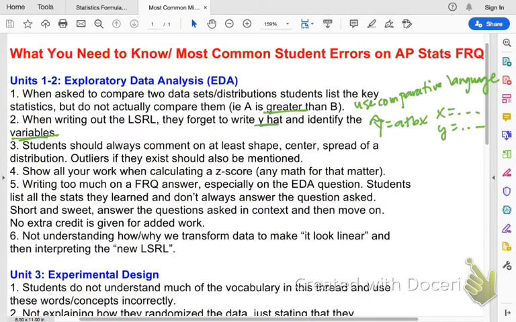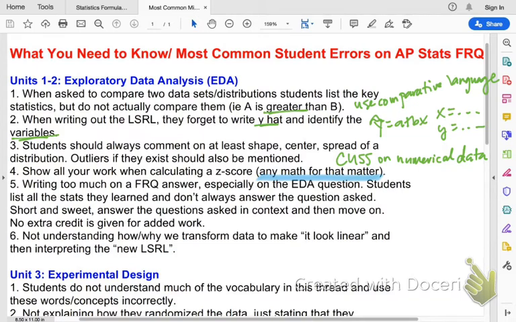Students should always comment on at least shape, center, spread, and outliers if they exist, so that's CUSS, on numerical graphs, or numerical data, I guess I should say. Show all your work when calculating a z-score, any math for that matter. So don't ever just write an answer, even if it's 2 plus 2 equals 4. You need to write out your problem. You need to write out your work, no matter what.